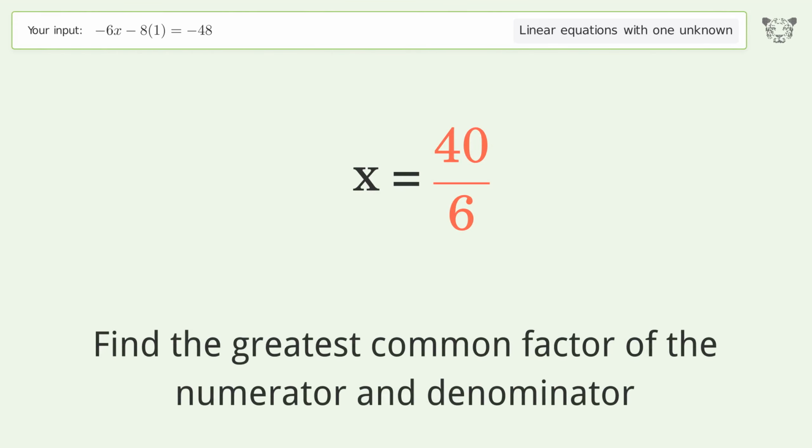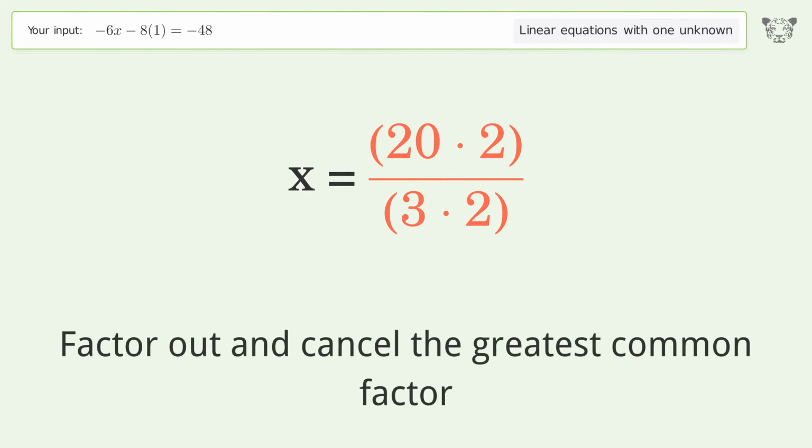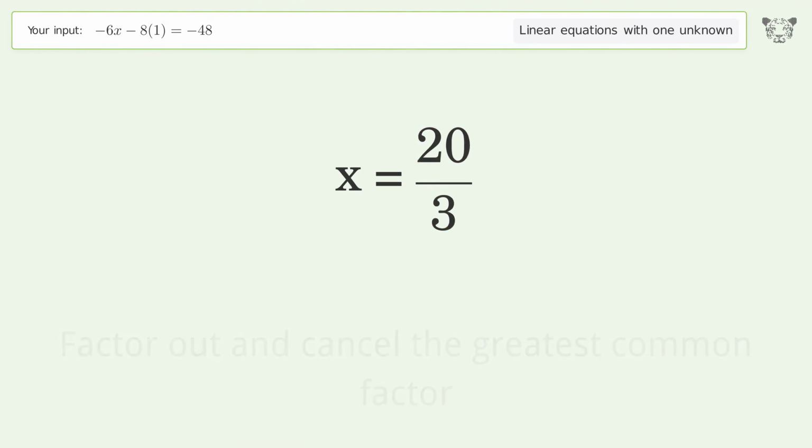Find the greatest common factor of the numerator and denominator. Factor out and cancel the greatest common factor. And so the final result is x equals 20/3.